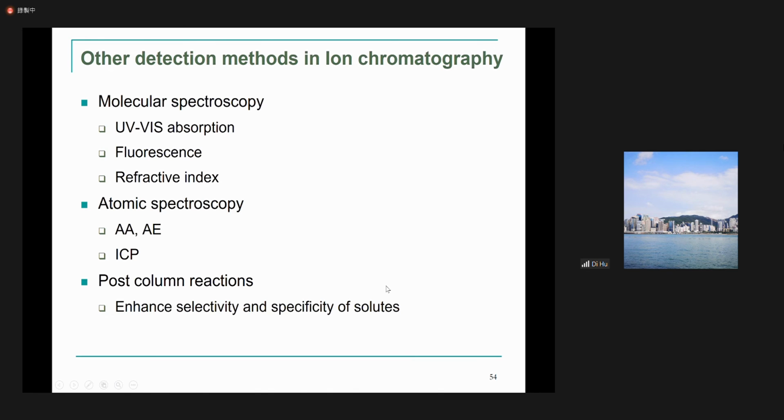So besides the conductivity detector, can we use another detector? The answer is yes. You can use the molecular UV-visible spectrometer, but most of the ions actually do not have a UV-visible chromophore. So if you're using UV-visible absorbance, you may want to do that indirectly. What does indirectly mean? That means in the mobile phase, your mobile phase may have a high response species, like salicylic acid, something like that, the salicylate, okay?